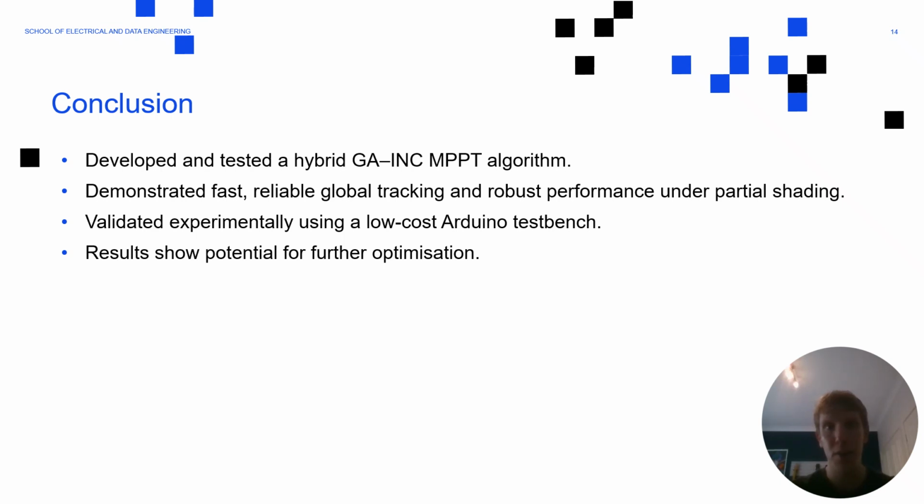To summarize, this project presented the development and implementation of a hybrid GA-INC algorithm. While the algorithm still has areas for improvement and optimization, the results demonstrated reliable global tracking under partial shaded conditions and increased efficiency compared to the traditional algorithms such as CVR and PNO.